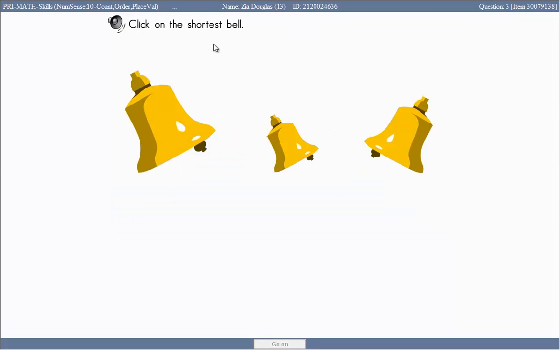Click on the shortest bell. This is one where they want them to know what shortest means. They want them to find the shortest bell and click it. So if your child doesn't understand the concept of something being shorter or taller than the other, then they might struggle with this one. If they do understand the concept of shortest, they will be able to click the shortest bell and click go on.